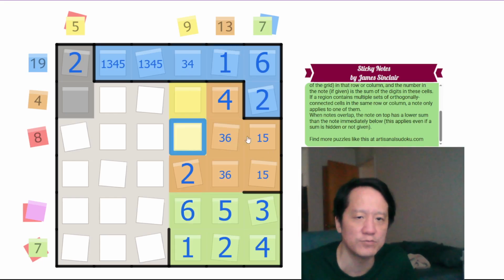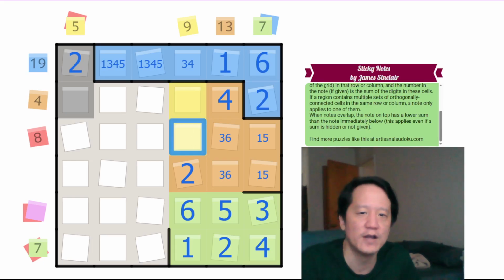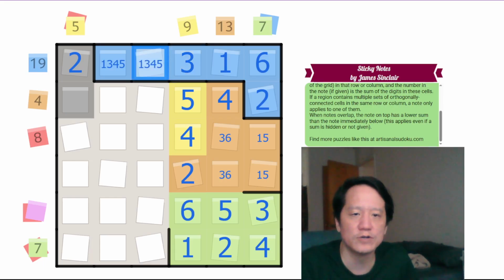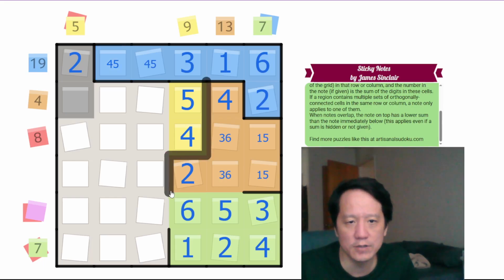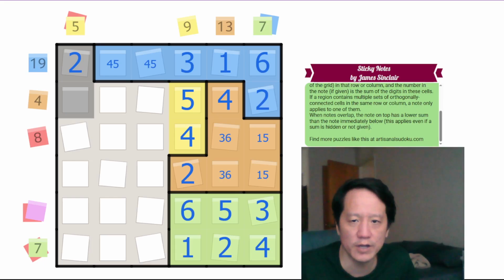This is not 3 and 6. This must be 4 and 5, adding up to 9, which makes this 3. So no 1 or 3 here. No 1 or 3 here. We are done. We have boundary here. We are done with orange. We are done with red or green.